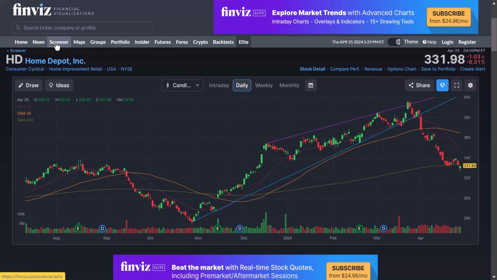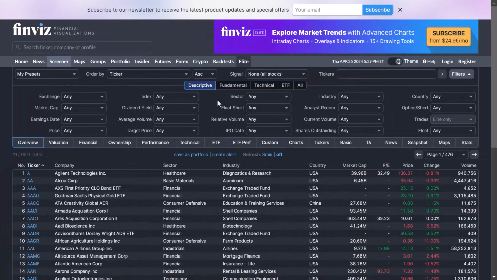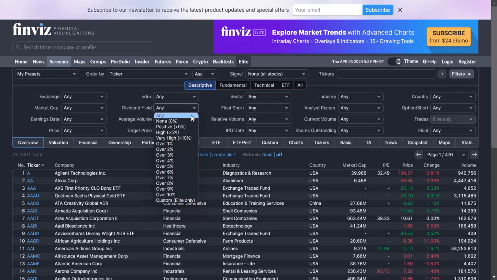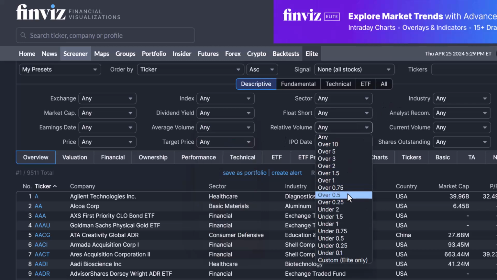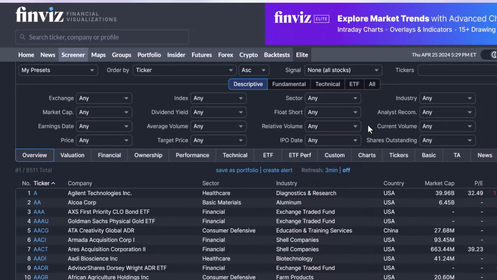So if we go back to the screener now, one thing I want to point out is that with these screening parameters, you're limited to basically these preset numbers here. You can't enter your own custom filters unless you have an elite subscription. I don't think this is a big deal. There are a lot of options for all of these filters. I don't think you're going to find yourself being limited unless you have some really, really specific strategy.